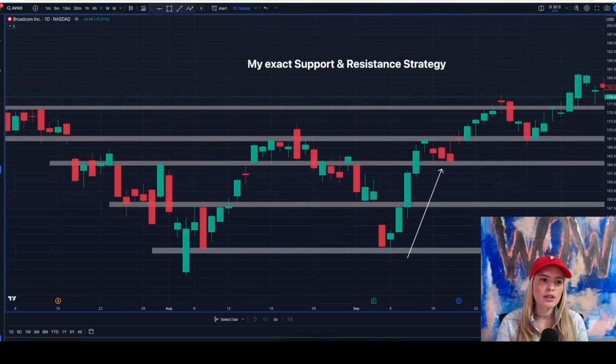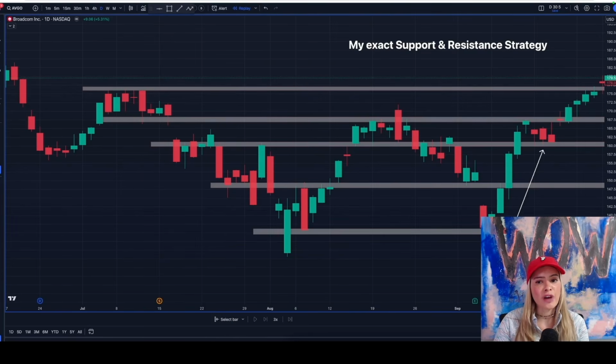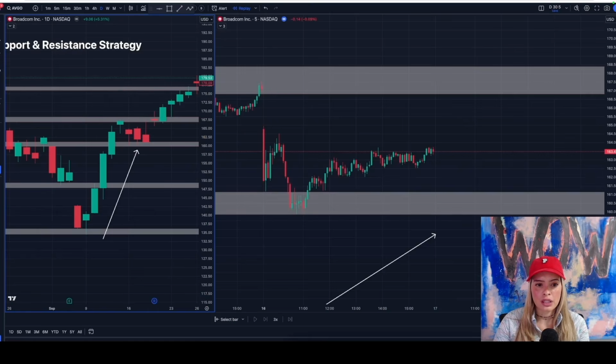Okay, we now know the basics of spotting your levels, and I'm gonna show you guys my exact support and resistance strategy and how I use it for my entry, my PTs, and my exit. Okay, so like I said before, I use the daily time frame for my support and resistance levels, but I use the 5 minute time frame to enter my trade. Let me show you guys how I use it.